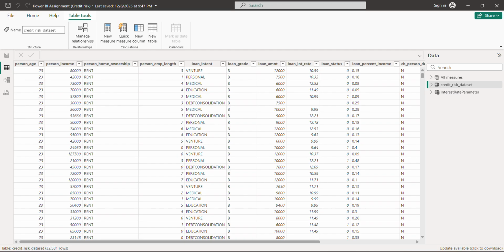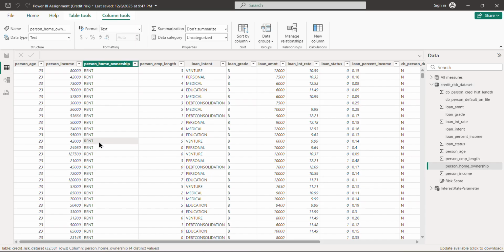If we have a look at our data set, this table consists of multiple columns. As we can see, we have home ownership, person employment length, loan intent, loan grade, loan amount, and so on.